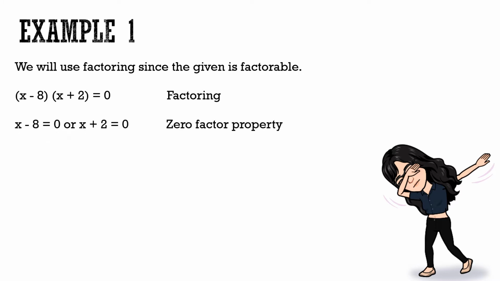The next step is to apply the zero factor property, meaning let's equate both factors to 0. That's why we have x minus 8 equals 0 or x plus 2 equals 0. By means of the addition property of equality, x becomes 8 or x equals negative 2.